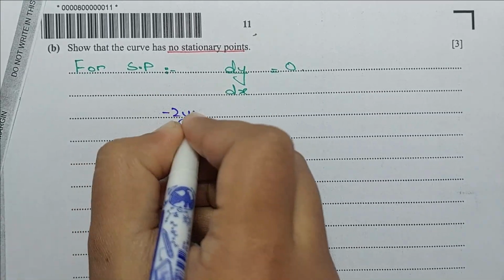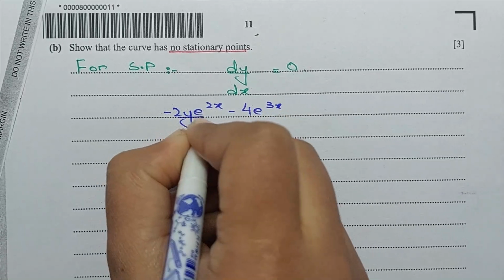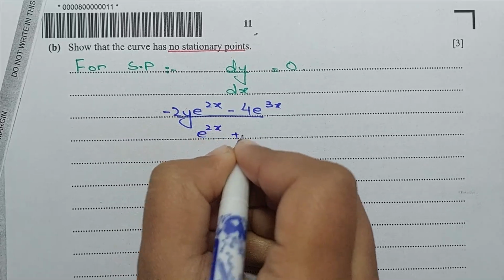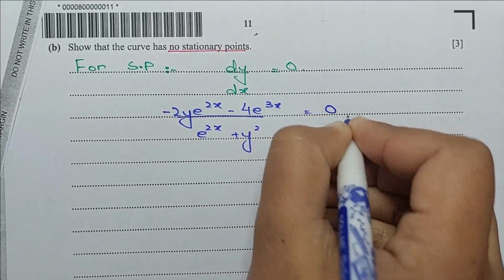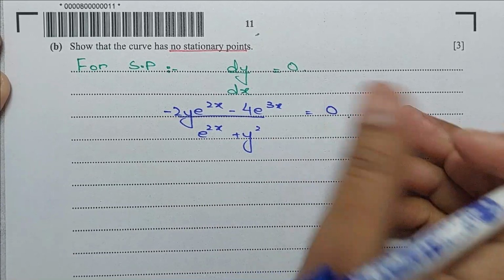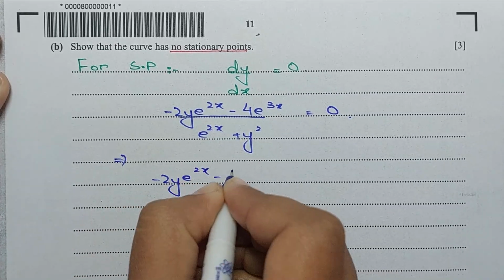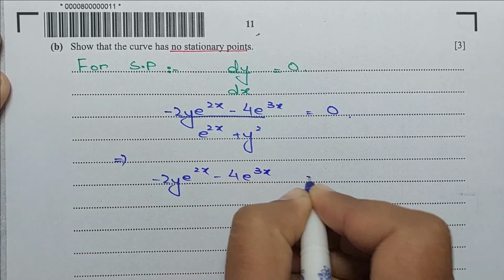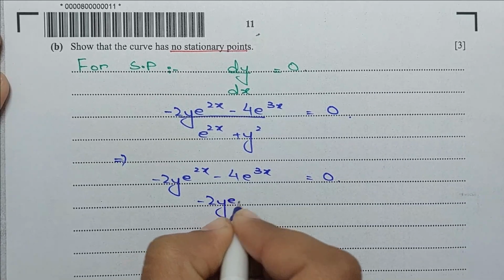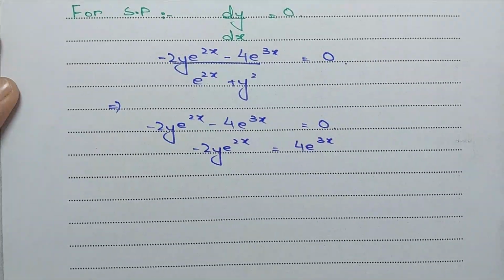Minus 2y e to the power 2x minus 4 e to the power 3x divided by e to the power 2x plus y square would be equal to 0. Now the denominator expression cross multiplied with 0 would be 0, and we are left with minus 2y e to the power 2x minus 4 e to the power 3x equal to 0, right? Or we can say minus 2y e to the power 2x would be equal to 4 e to the power 3x.